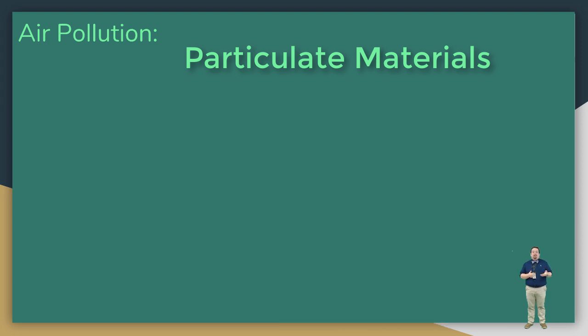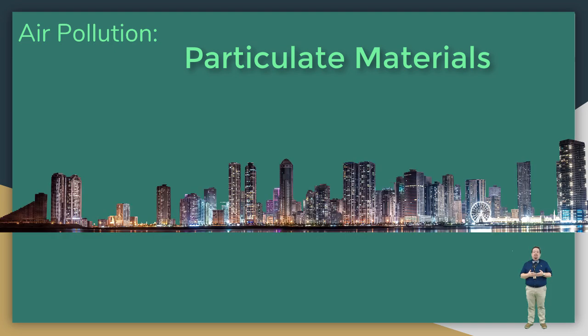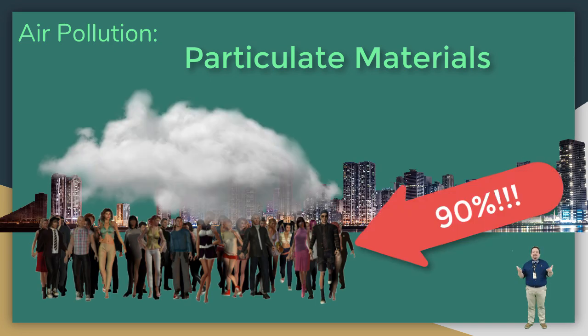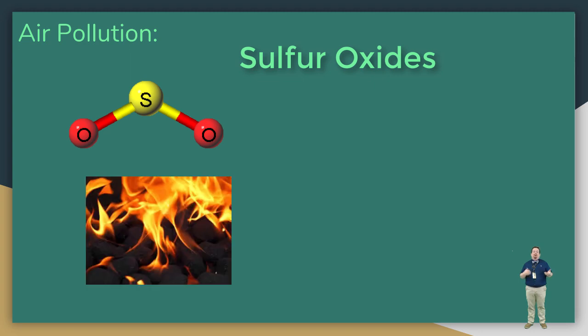There are natural sources such as wildfires and volcanoes, which are responsible for 10 times as much as humans are in the world as a whole. However, in highly populated areas, humans create 90% of the particulate pollution. There are sulfur oxides, which naturally come from volcanoes and dust from dry soil, but humans contribute to the amount of sulfur oxides in the air by burning fossil fuels like coal and oil.